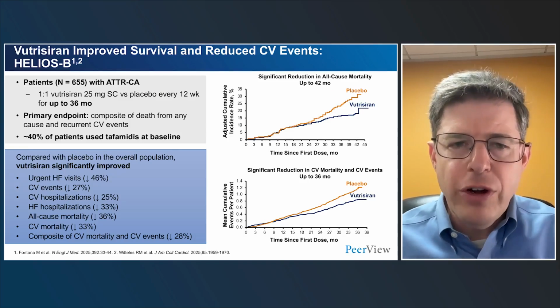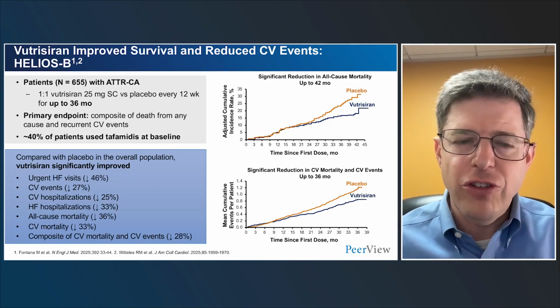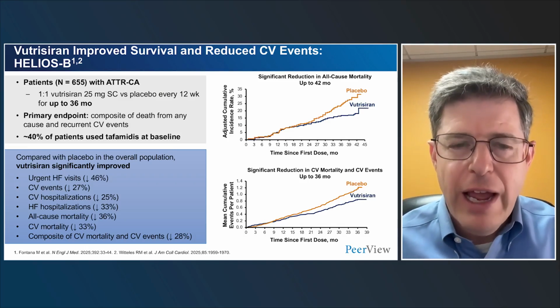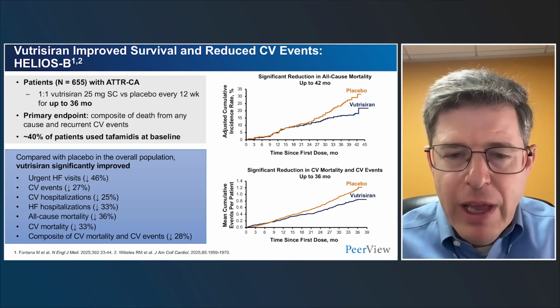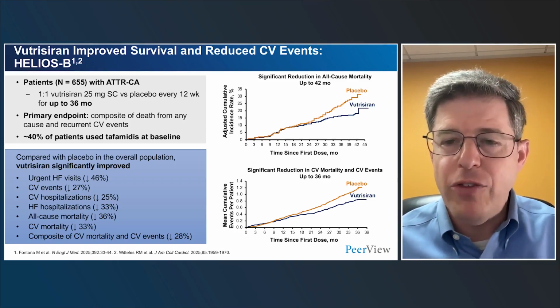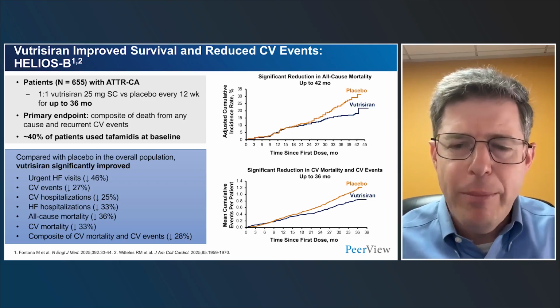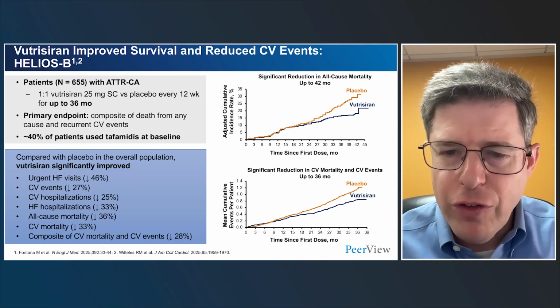Great. And then the third agent is vutrisiran. And again, that is a silencer. So this is acting to knock down the liver's production of TTR. And so the phase 3 clinical trial for this was called HELIOS-B. And it was a 655 patient trial with a primary endpoint of composite of death from any cause, as well as recurrent CV events, mainly those being hospitalizations, as well as some urgent heart failure visits.